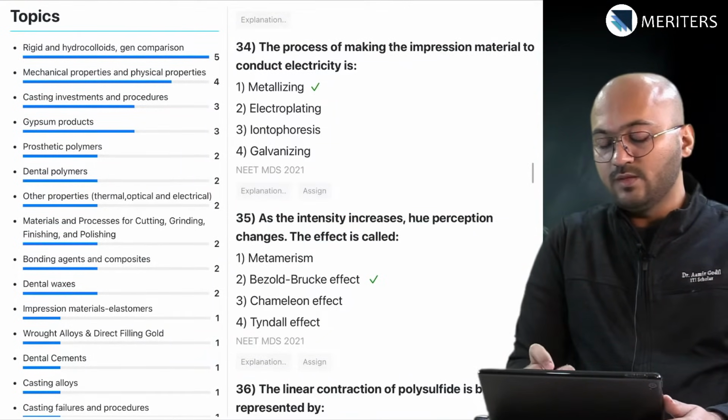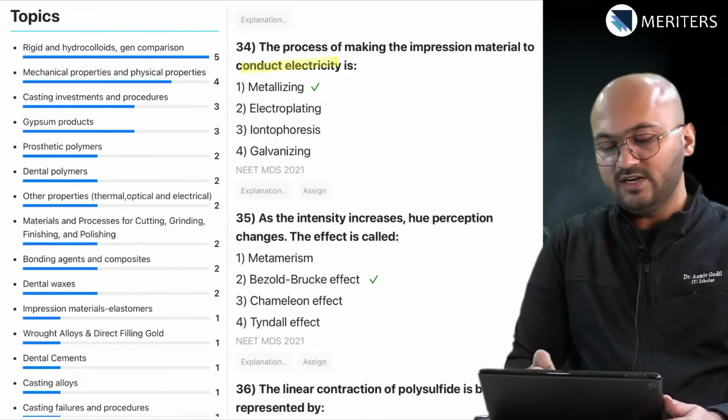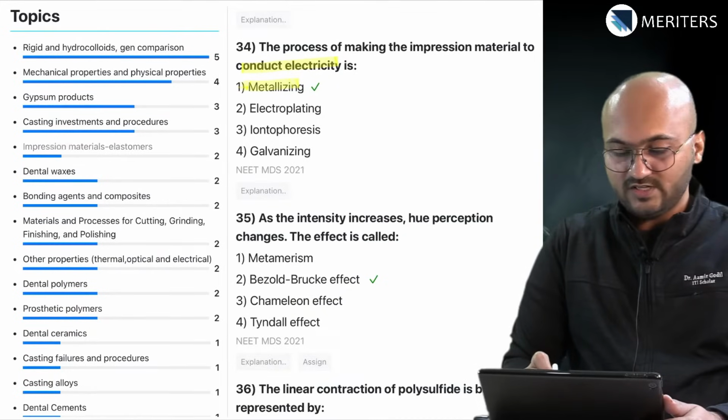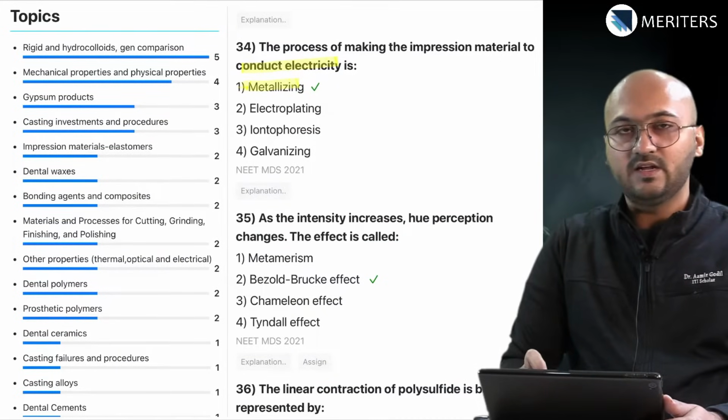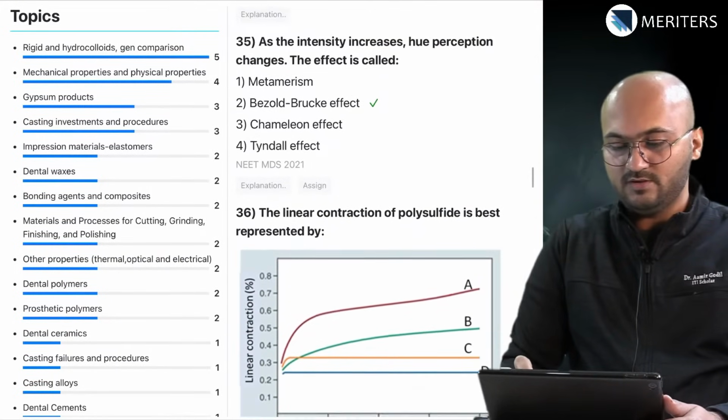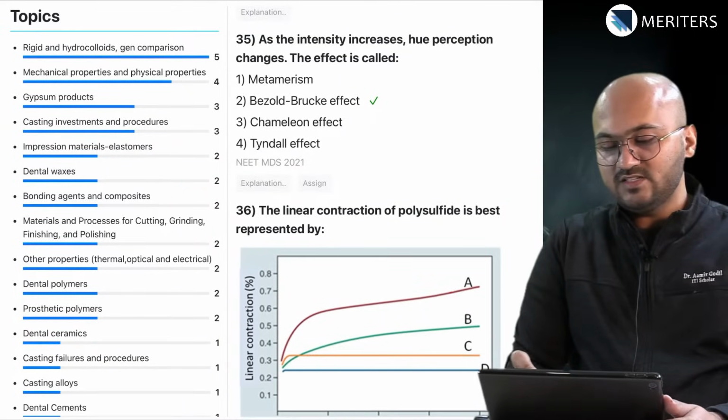Polymers, okay. The process of making the impression material to conduct electricity is called metallizing. This is a repeat question. Earlier we had a case like a clinical situation on the same topic. As the intensity increases, the hue perception changes. This is known as Bezold-Brooke effect.